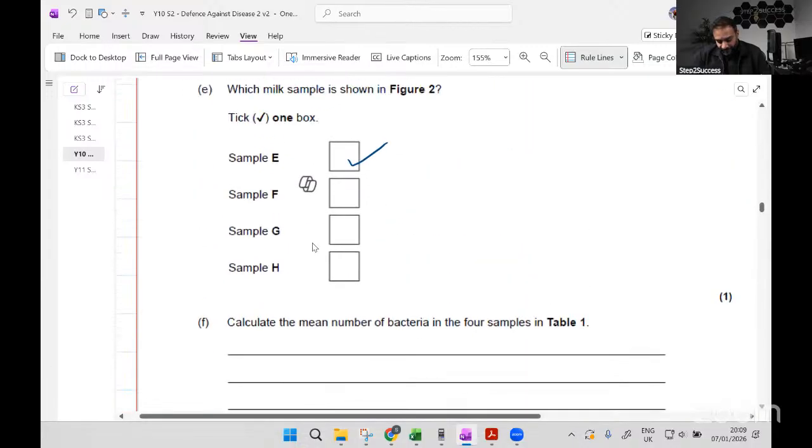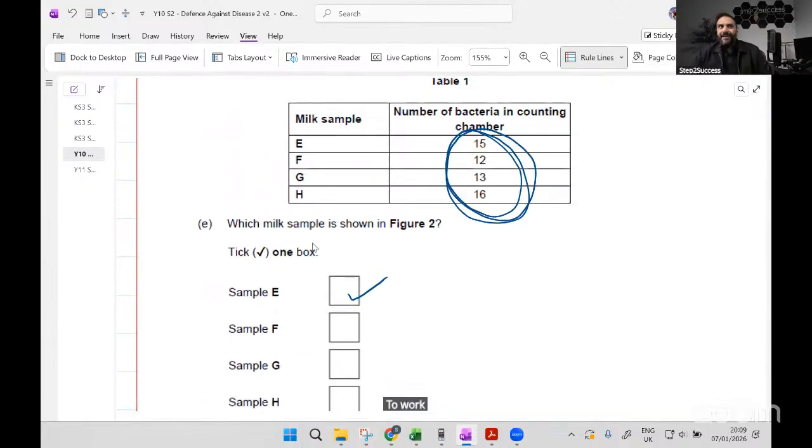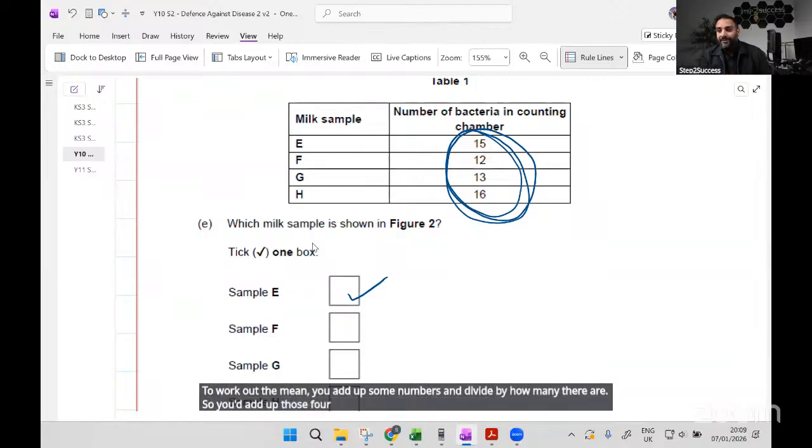Calculate the mean number of bacteria in the four samples. This is a maths question. To work out the mean, you add up some numbers and divide by how many there are. So you'd add up those four numbers and divide by four.